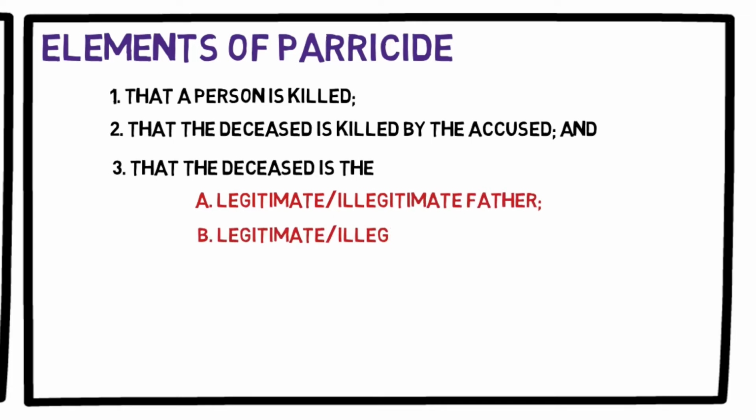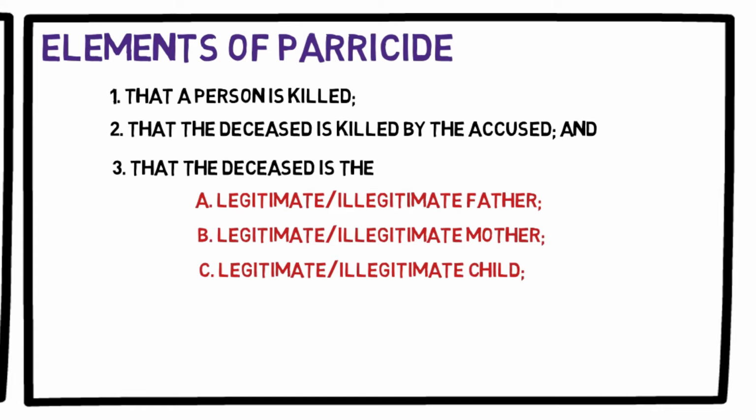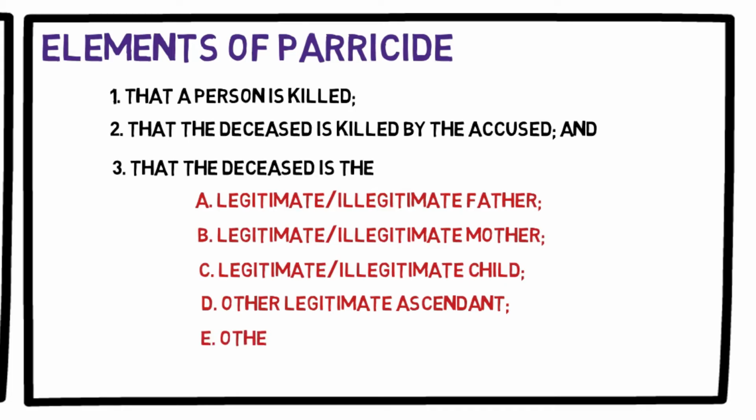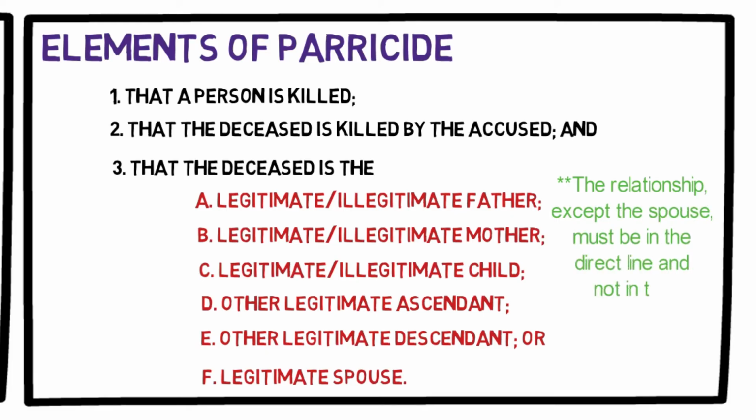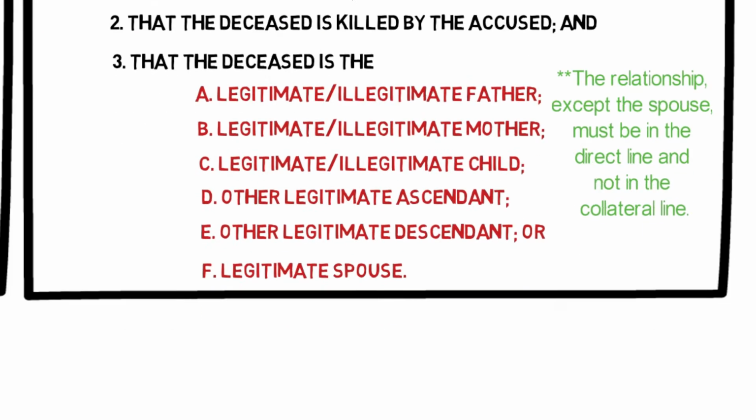legitimate or illegitimate mother, legitimate or illegitimate child, other legitimate ascendant, other legitimate descendant, or legitimate spouse. Observe that the relationship, except the spouse, must be in the direct line and not in the collateral line.